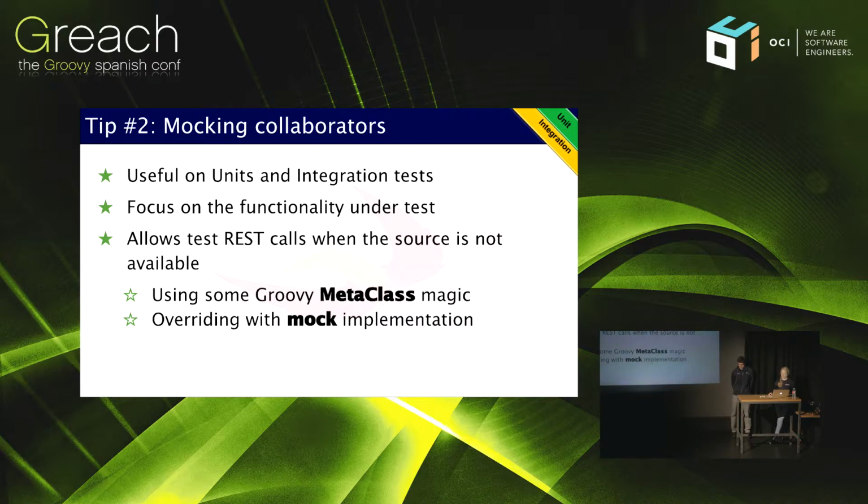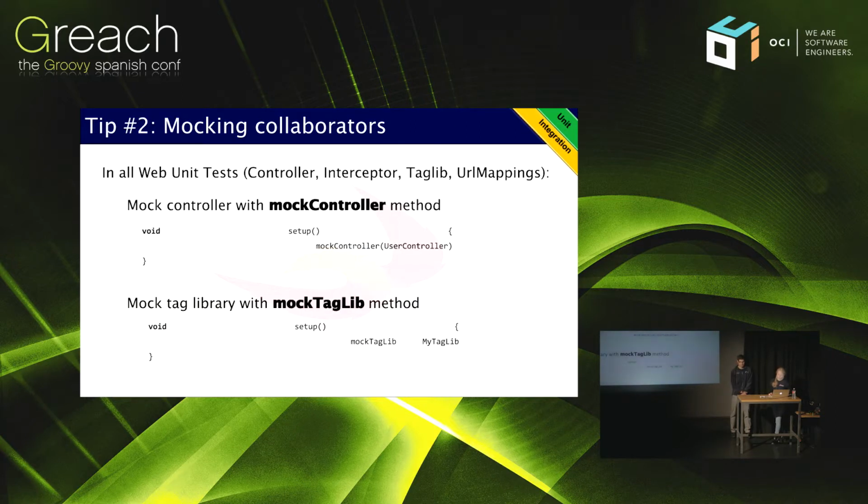This can be useful not only on unit tests, but also for integration tests, because this allows you to focus on the functionality under test while delegating the dependent functionality to a mock object. On some occasions, there is certain behavior that you might not want during an integration test, or maybe the behavior depends on the connectivity to an outside source, as could be the case of testing REST calls. So in this case, you can override the necessary method, for example, using some Groovy metaclass magic, or overriding with a mock implementation, as we have seen in the last sample.